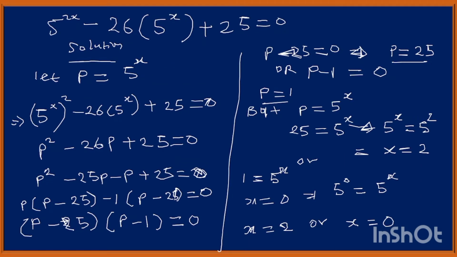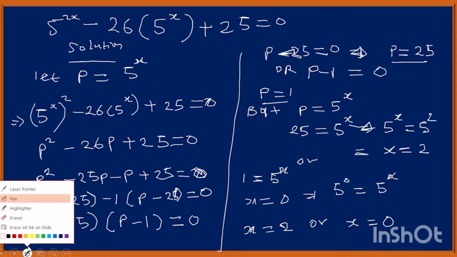So we conclude that x = 2, or x = 0. So let's go to the next one for better understanding. The next one is: solve for x if 2^(2x) + 2^(x+1) − 8 = 0. Let's solve this. Solution.